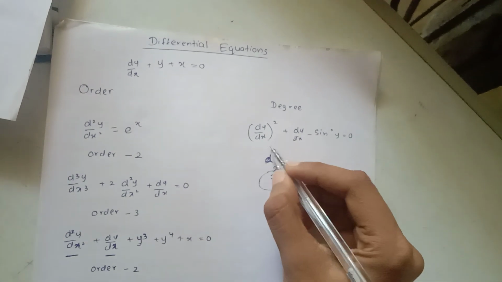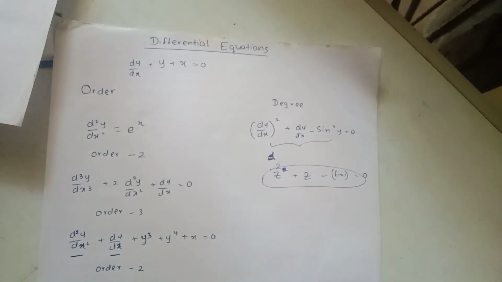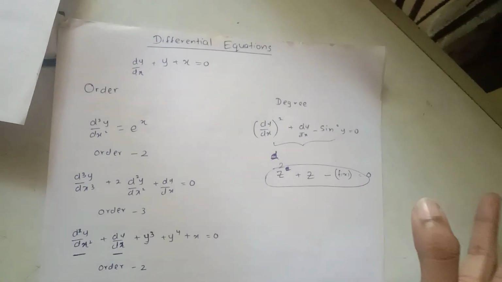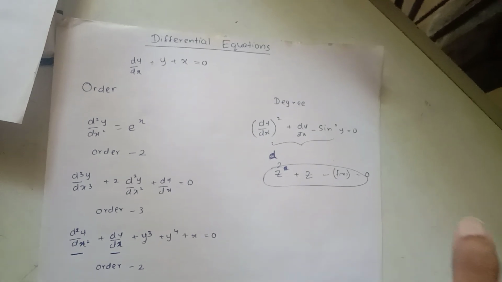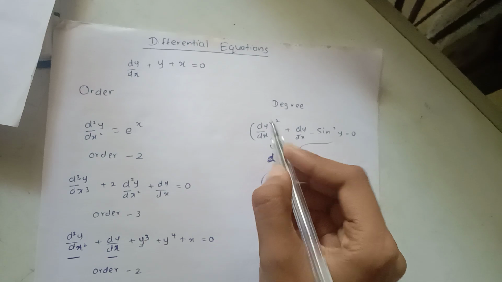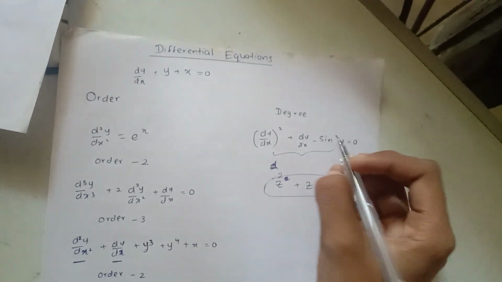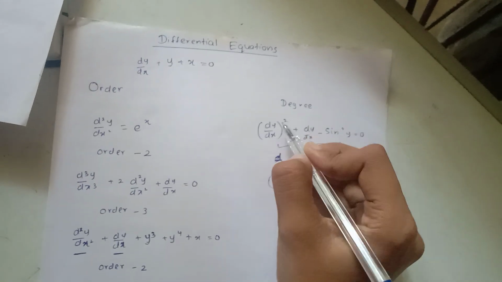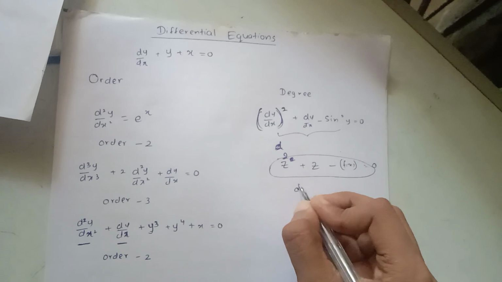So when we write the equation as a polynomial of derivative terms, we have to find the highest power. What is the highest power? 2, right? The highest power of the derivative terms is 2. So the degree is 2.